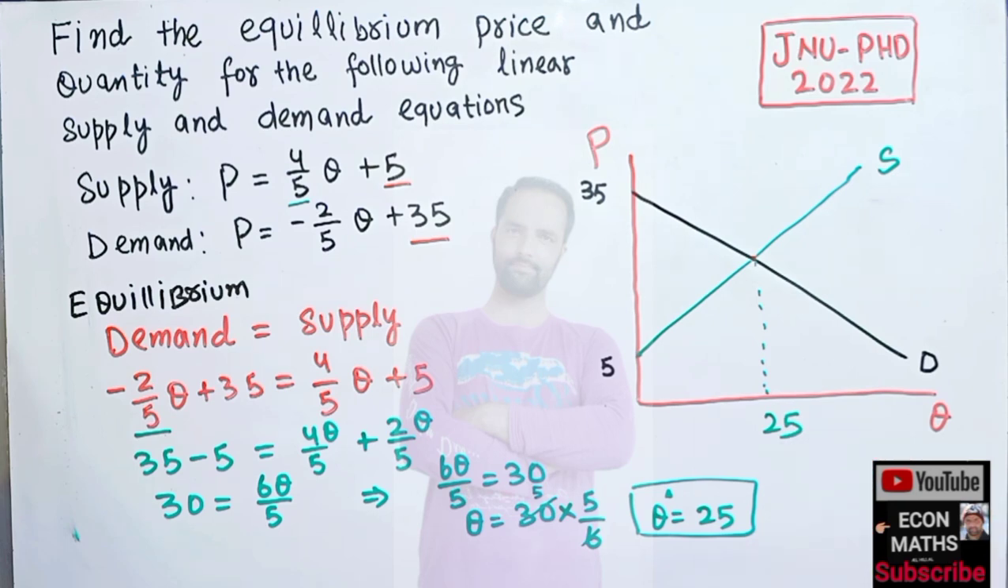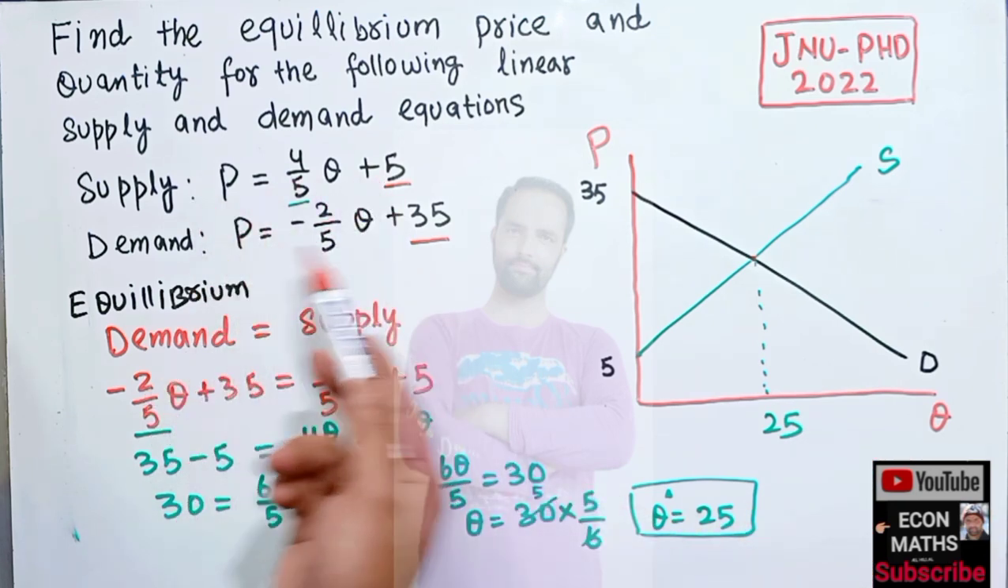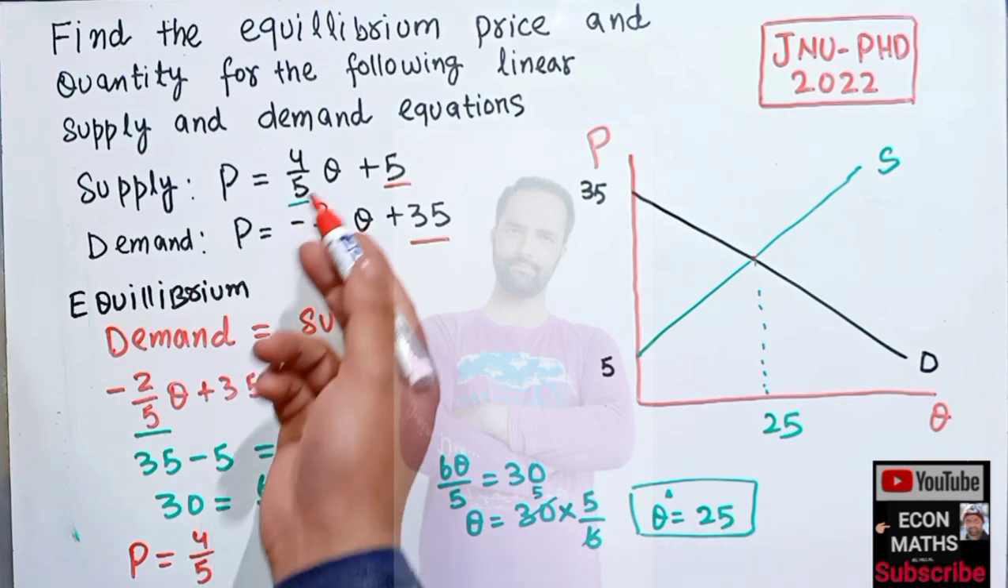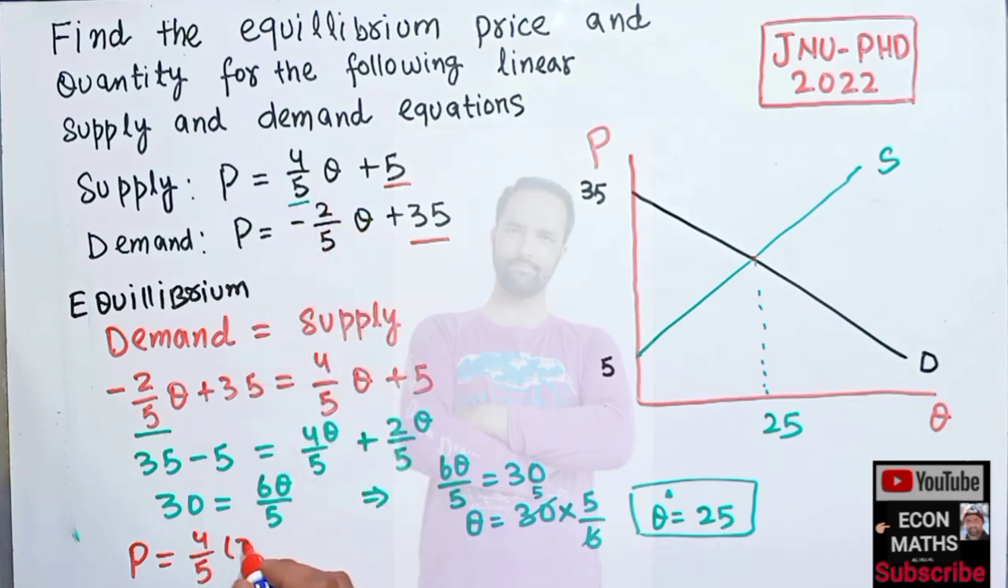Now to find the equilibrium price, just plug Q equal to 25 into either the demand or supply function. Let us put it in the supply function. That gives us P is equal to 4 upon 5. The equilibrium quantity is 25, so in place of Q we have 25 plus 5. So 5 ones are 5, 5 5s are 25, so 4 5s are 20 plus 5 is 25. That gives us the equilibrium price will also be equal to 25.